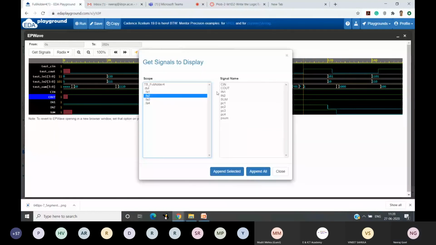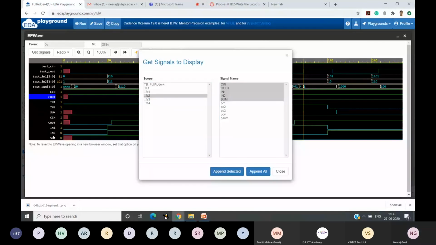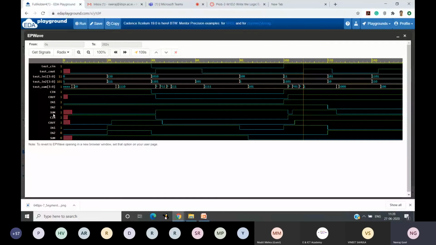So you see there is a C out here, there is a C out here. How will I differentiate between this C out and this C out? Because all of them are for full adder. So it says that this particular C out is for TB full adder 4 DUT FA1, while this particular C out is for FA2. So this is the importance of selecting different instance names. Different instance names correspond to different paths, and so we can see the signal for each and every unit.